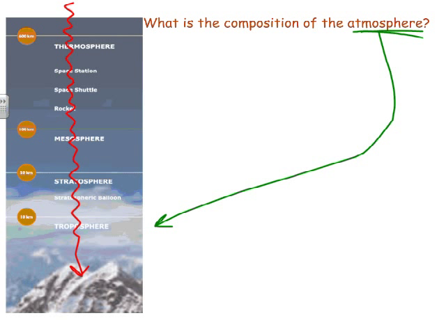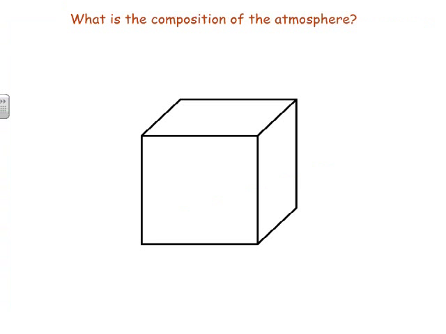So imagine we took a little box of the troposphere. We're just going to take a little piece of air out of the troposphere. So imagine we just took that box and plopped it right out of the troposphere. And let's take a look. What is that made out of? So here's a little box of air. What is that air made out of?